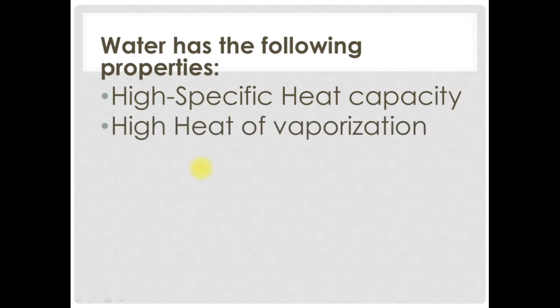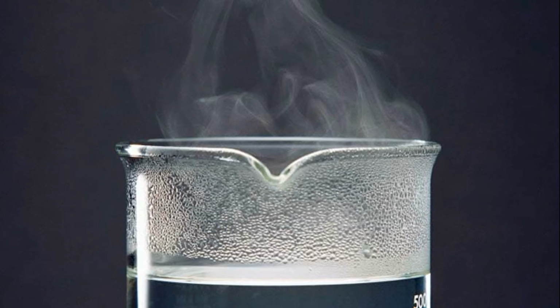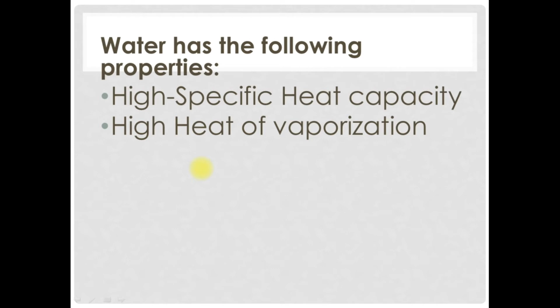Next, let's look at water's high heat of vaporization. High heat of vaporization is the amount of heat that is required to convert a unit mass of liquid water to vapor without changing temperature. For water, at its normal boiling point of 100 degrees Celsius, the heat of vaporization is 2,260 joules per gram. So it means converting 1 gram of water at 100 degrees Celsius to 1 gram of steam at 100 degrees Celsius, 2,260 joules of heat must be absorbed by the water.